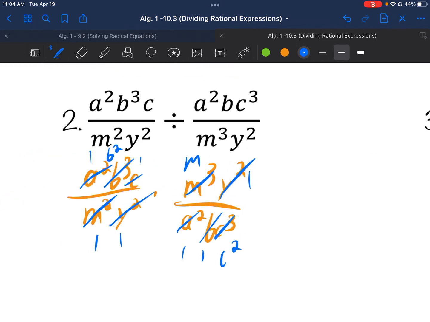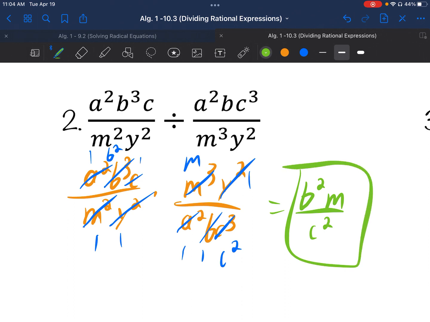So as we sort through what we have left, we have a B squared and an M on the top with a bunch of 1s. So we're left with B squared M. Let me make that more of a B. Third time's the charm. On the bottom, we're only left with a C squared and a bunch of 1s, meaning our answer is B squared M over C squared.